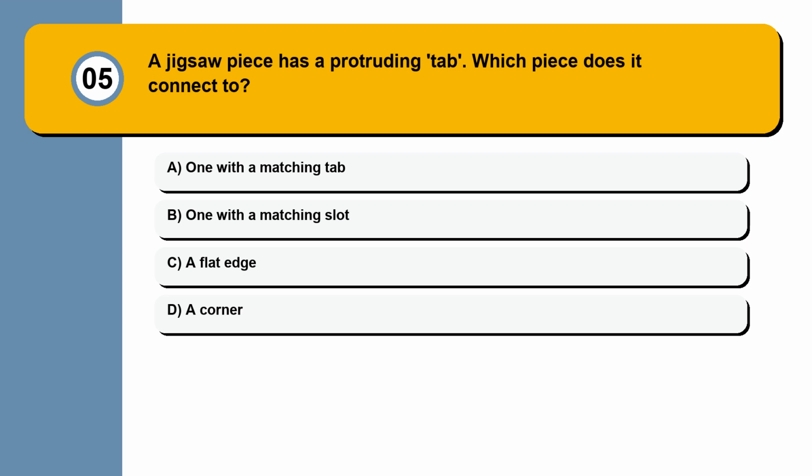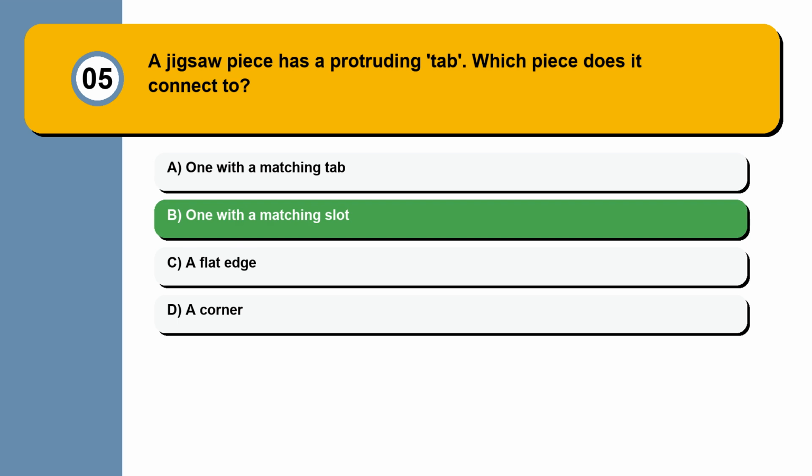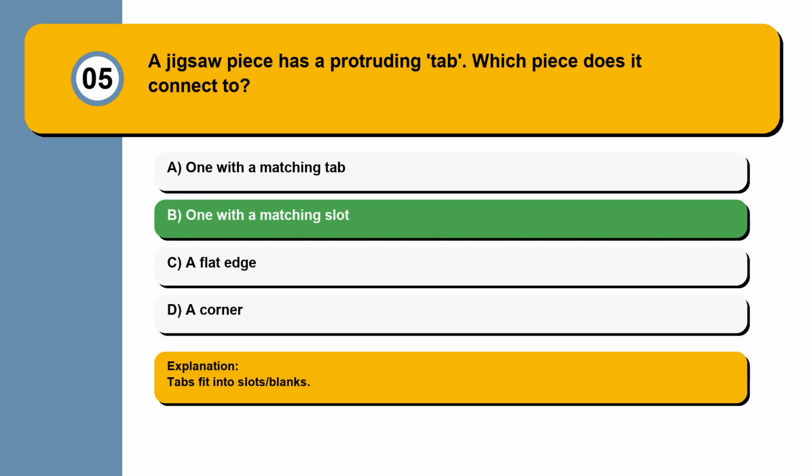Question 5. A jigsaw piece has a protruding tab. Which piece does it connect to? One with a matching tab, one with a matching slot, a flat edge, a corner. Tabs fit into slots.